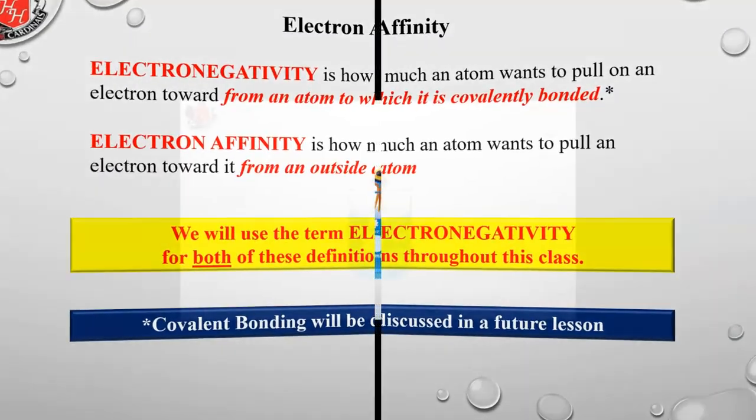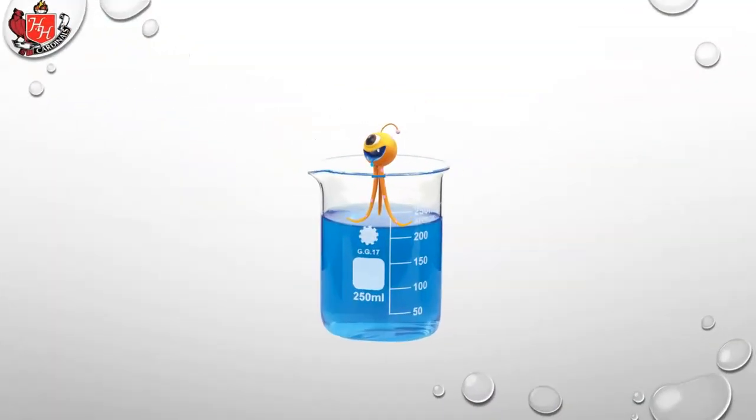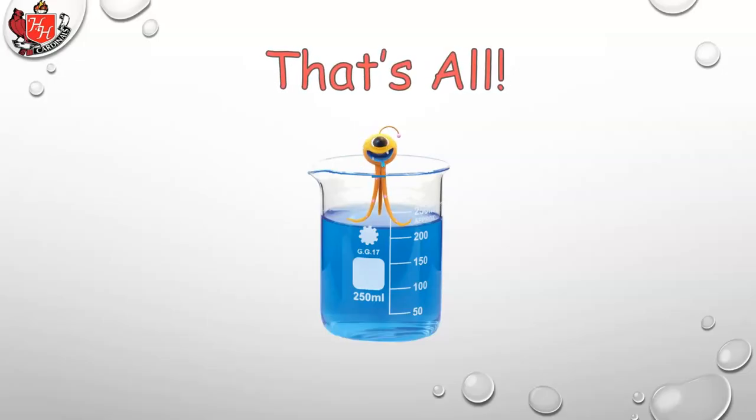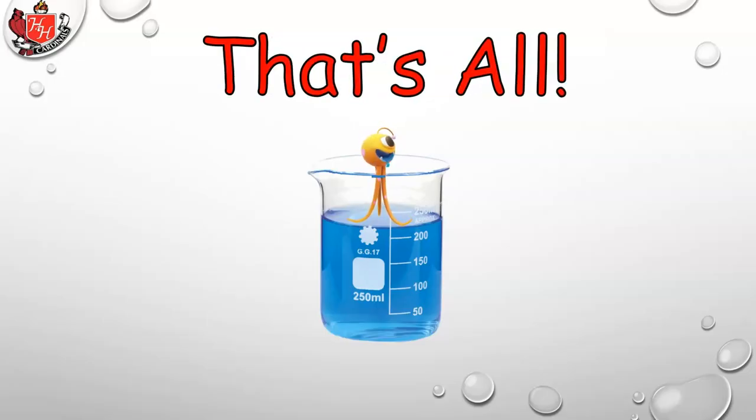Okay, and we will use the term electronegativity for both of these definitions, as do most textbooks going forward in class. All right, and that takes care of this lesson on electronegativity, and we will move on next to the lesson on atomic radius.